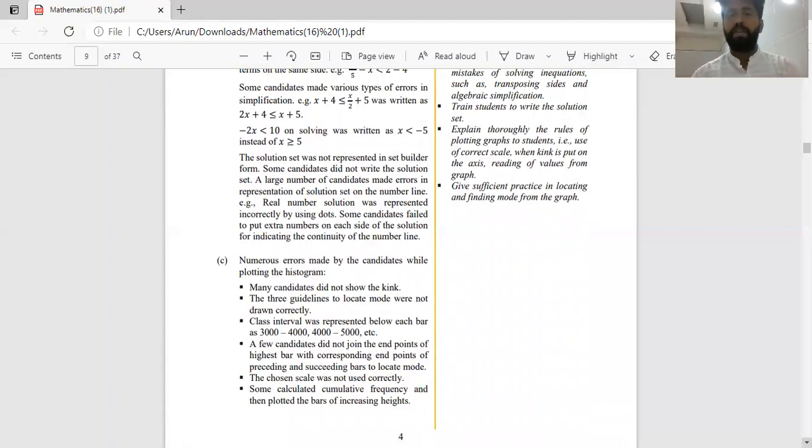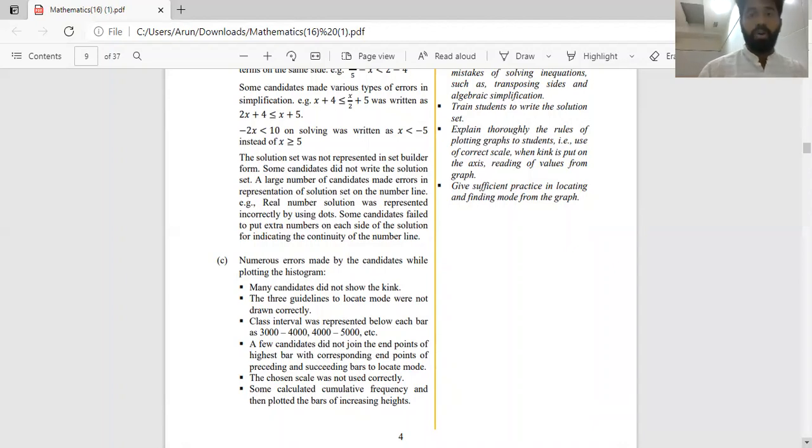So a few tips from our end. First of all, you need to know how to plot a graph. The first thing: whenever you're making a graph, whether it is a reflection, ogive or histogram, you need to have that scale written at the top. If the scale is provided to you already, you have to use the very same scale. And if it is not, you have to take your scale accordingly. And then you have to specify that scale.